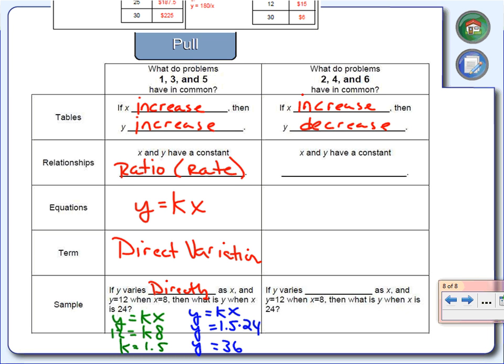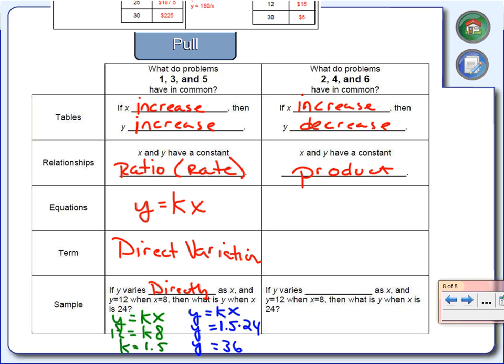So this time, the x and y value have a constant product. Have a constant product. In other words, if you look closely at your tables there, when you multiply those two numbers, the x and y value, you always get the same thing.